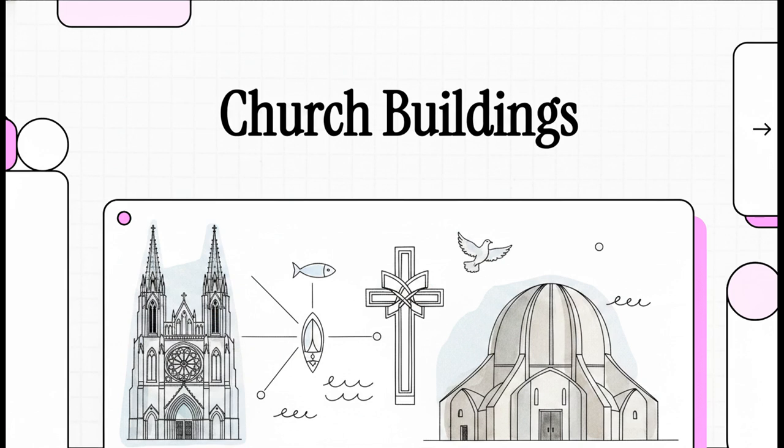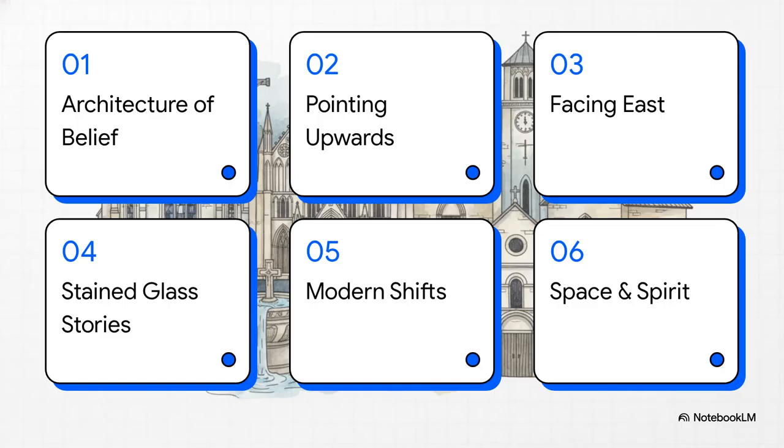We're going to look at exactly how these physical spaces brilliantly manifest deep Christian beliefs, acting as 3D representations of the faith itself. Here is our roadmap for today. 1. The architecture of belief. 2. Pointing upwards with towers and domes. 3. Facing east in the cruciform shape. 4. Stories in stained glass. 5. Modern shifts and circular communities. And finally, 6. Connecting space and spirit.